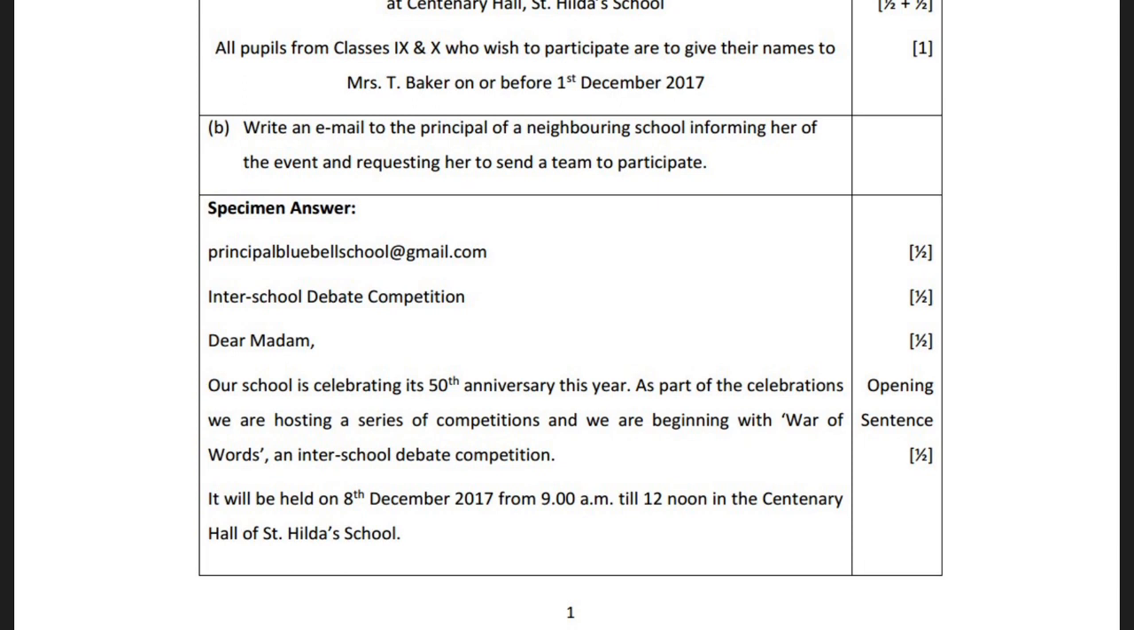So the subject is the same as that in the notice, not the catchy title, but after that the actual name of the event. That is the second line in the notice, which is what the subject of the email will be. So inter-school debate competition. Just for writing that you get half a mark. Then again leave a line and again maintain the left side alignment.